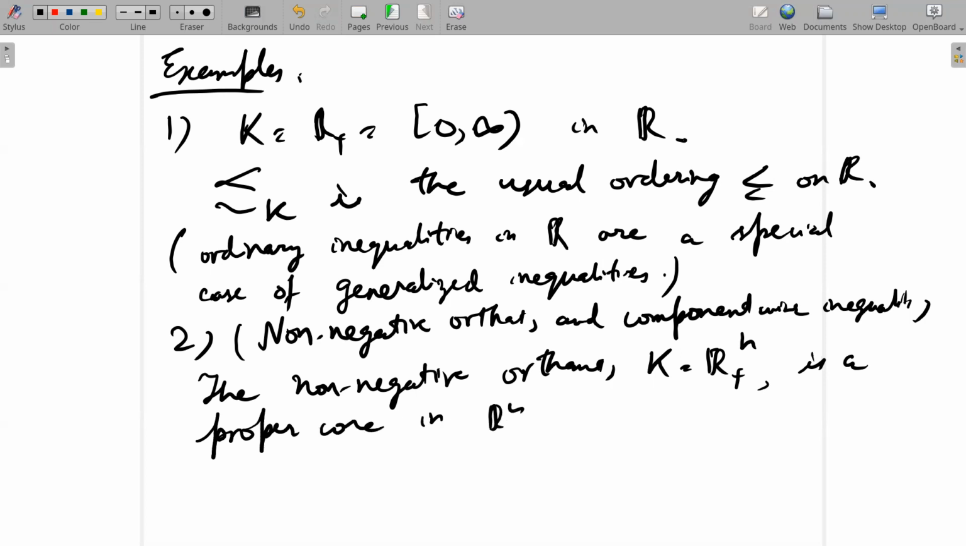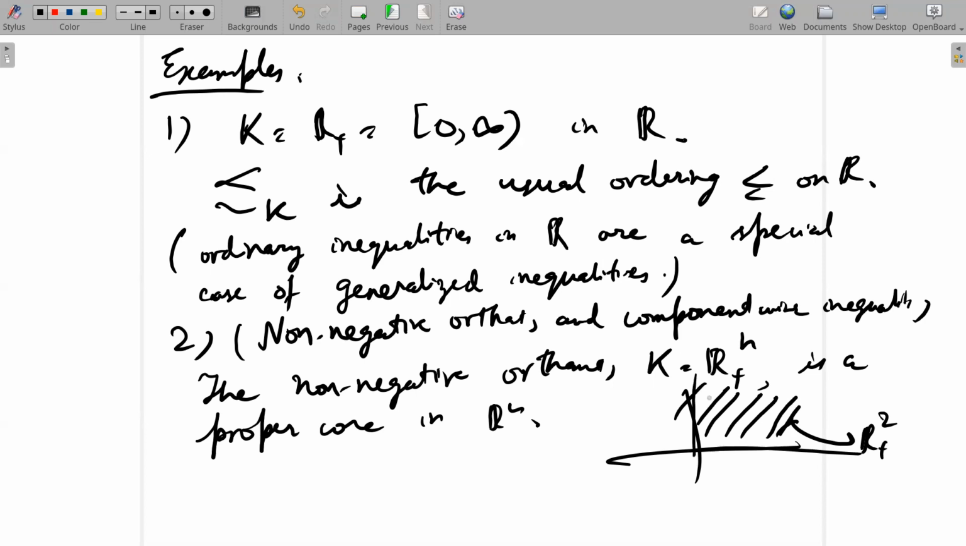For example, in R2, this is the orthant. So this is R plus and R plus here. So each coordinate is non-negative. So this is a proper cone. So this partial ordering corresponds to component-wise inequality. This is the generalized inequality of vectors.